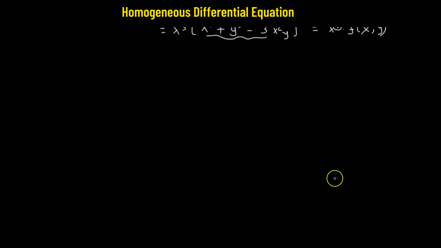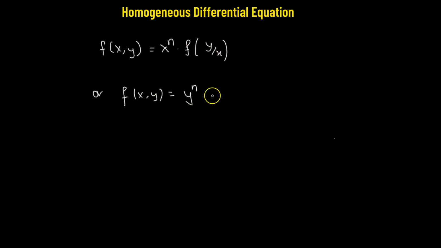So a homogeneous function f of x comma y can be written in two forms. It can be written either as x raised to the power of n times f of y over x, or y raised to the power of n times f of x over y. Then in that case, we say that the function is homogeneous.